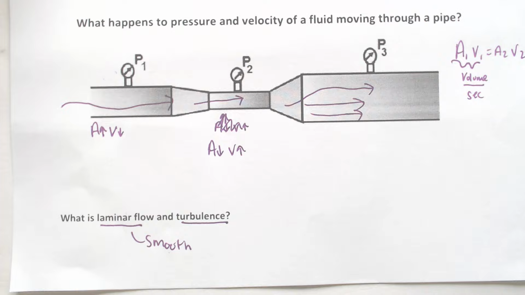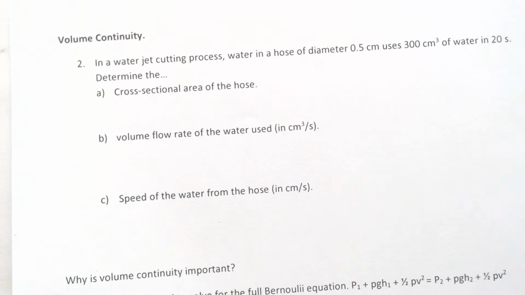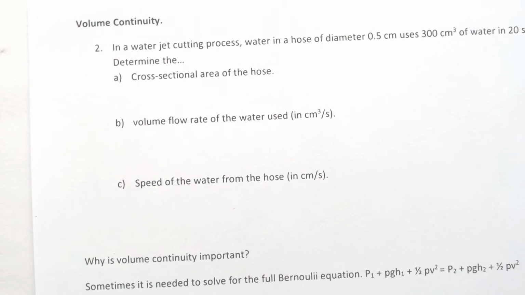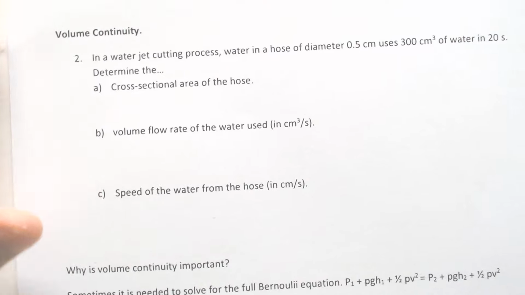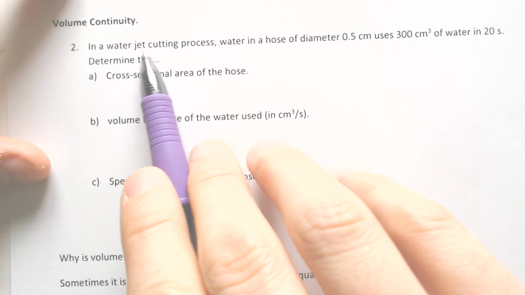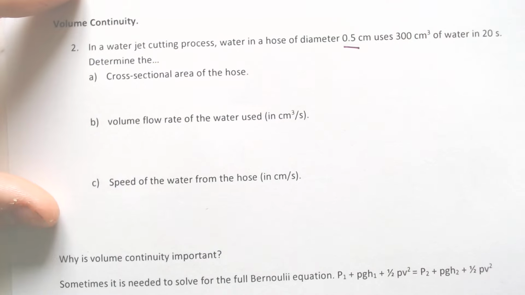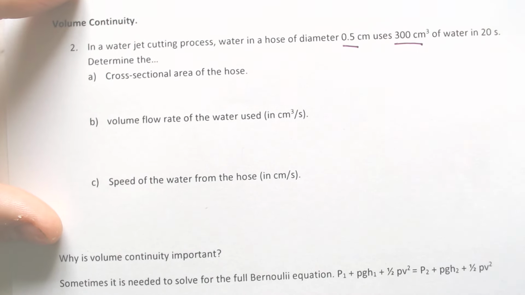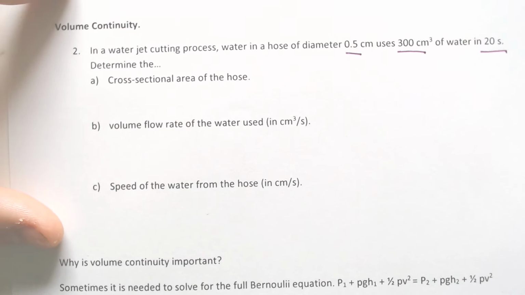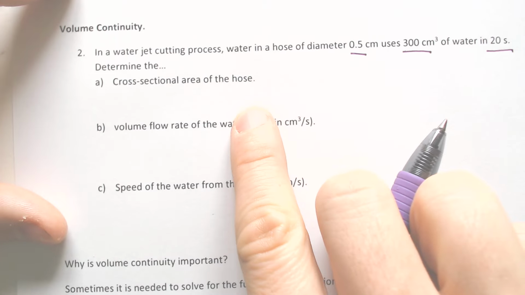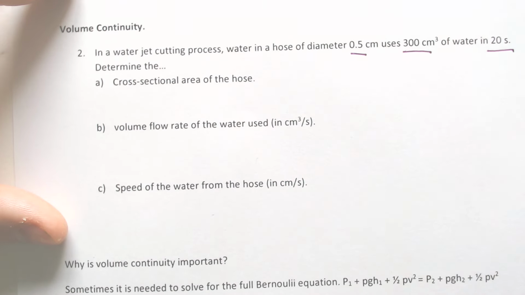All right, we got a volume continuity problem that we're going to try out, and then we're going to explain a little bit with Bernoulli's and say why it's important. So in a water jet cutting process, the water hose has a diameter of 0.5 centimeters and uses this volume of water in 20 seconds. We are going to determine the cross-sectional area of the hose.